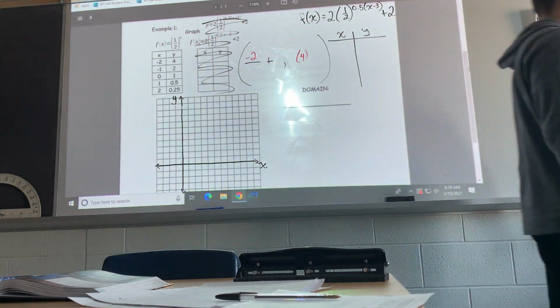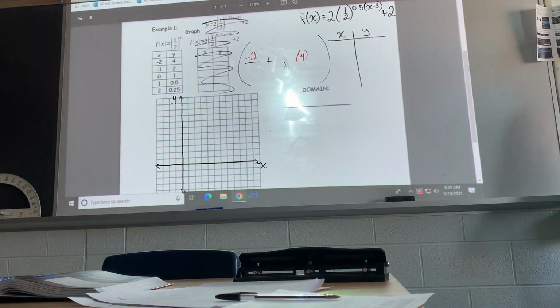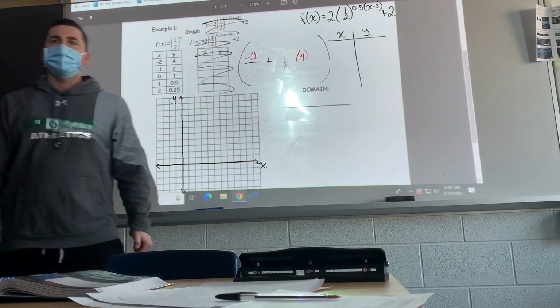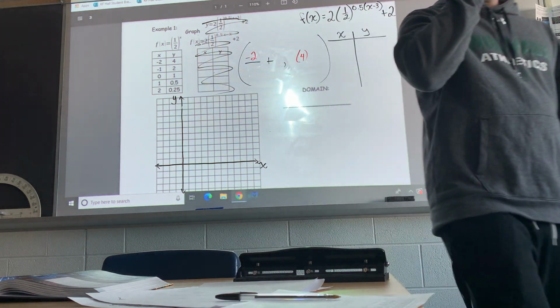Okay, what is our k value? What is our k value? So let's go in order. We'll find our k first. People at home, you guys can answer as well.